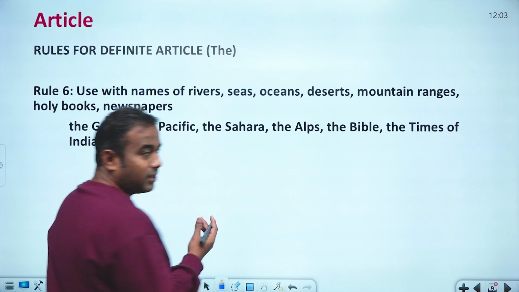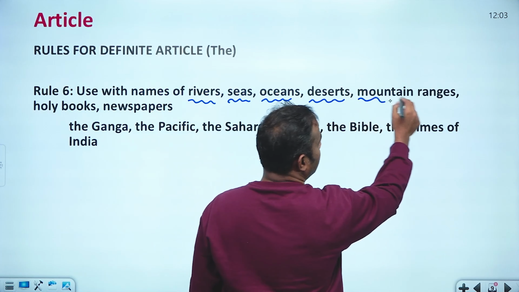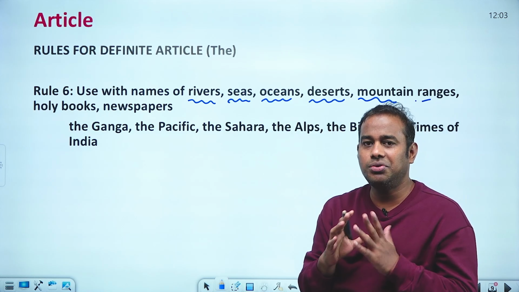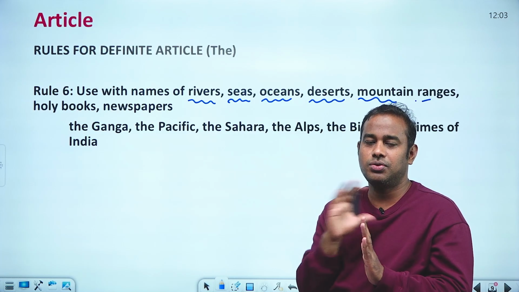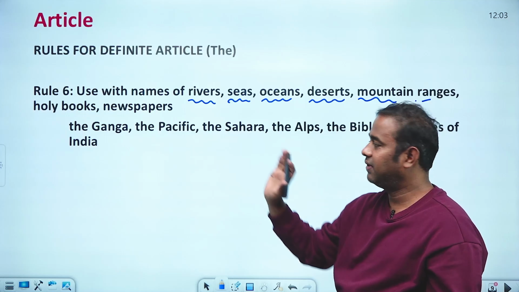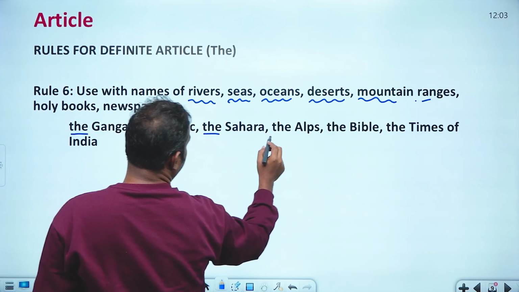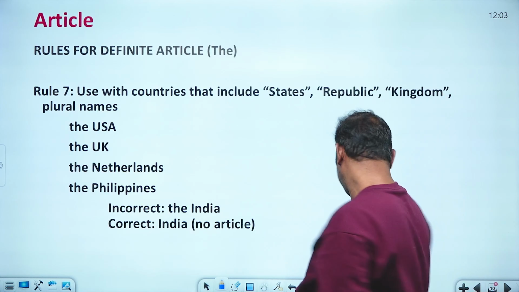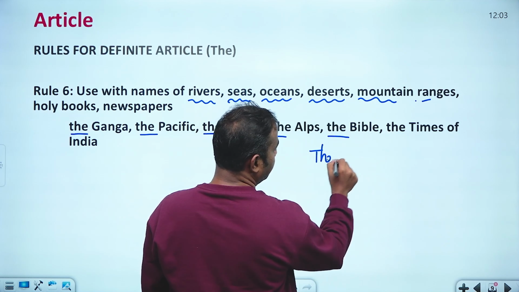Then the next thing is use with the names of rivers, seas, oceans, deserts, mountain ranges, etc., like holy books, newspapers. You have only one variety, meaning in this universe or on the earth there is only one type, with no alternative for it, so we can use the. The Ganga, the Pacific, the Sahara, the Alps, the Bible, etc. Then we can also use it in front of the itihasas, the Mahabharata.